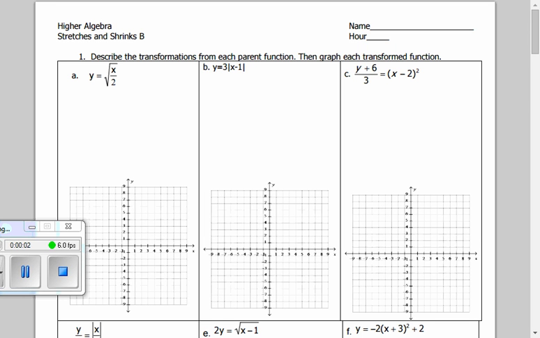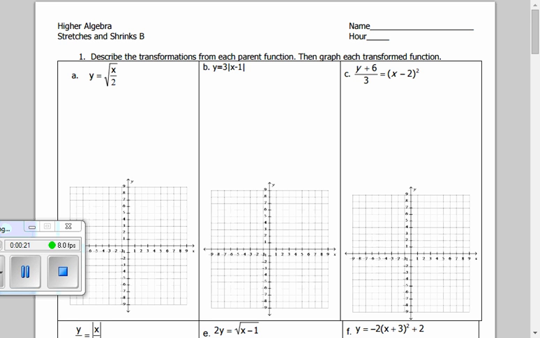Okay, so today we are doing stretches and shrinks part B. And in my class, we did a bunch of top 20 stuff at the beginning of the hour, so we need to get right to our worksheet. I'm going to do some of these practice problems with you as a way of showing you how these harder stretches and shrinks will work.